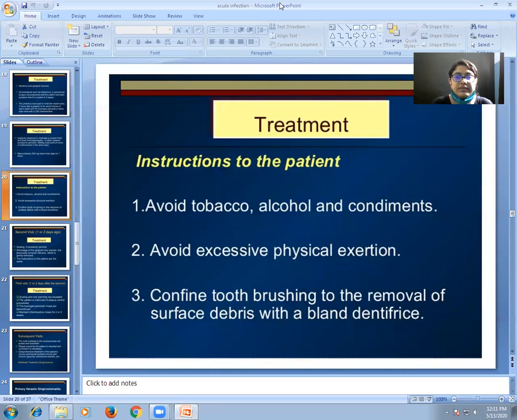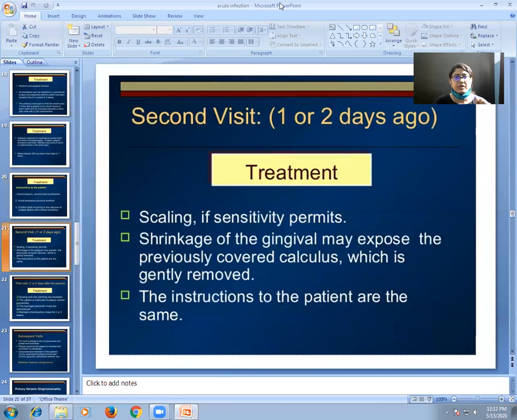So you have to give instructions to the patient. The instructions are: avoid tobacco, alcohol, avoid physical exercise, and do the brushing only to the supragingival level. Second visit. In the second visit, you have to perform complete scaling if the patient allows or if there is no sensitivity. What happened in second visit?